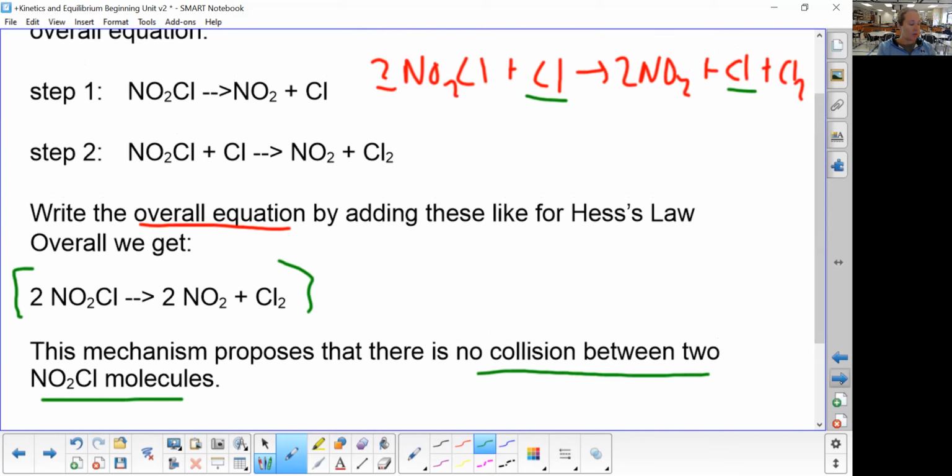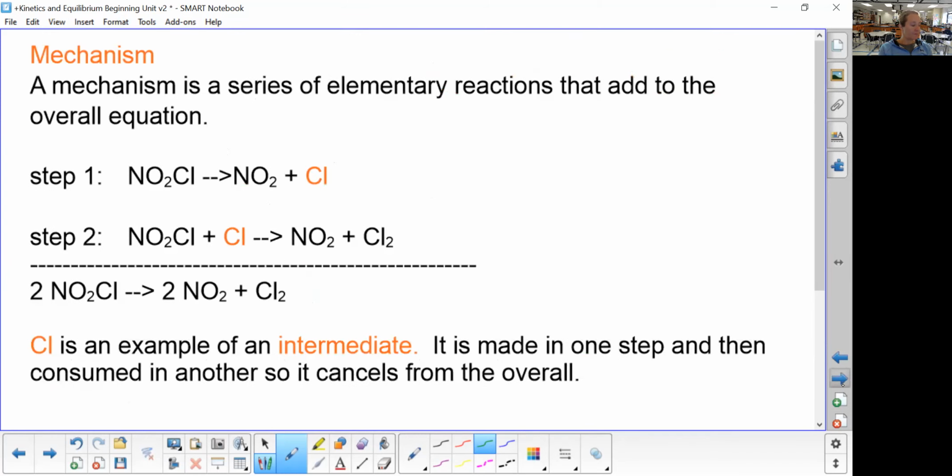So let's look at this a little bit more. We call the chlorine that got canceled an intermediate. It was made, and then in step 2, it was consumed. It's made in one step and then consumed in another, so it cancels from the overall. That's what an intermediate is called: if something is made in one step and then consumed in another, it's considered an intermediate.